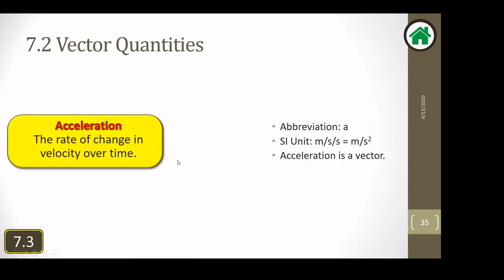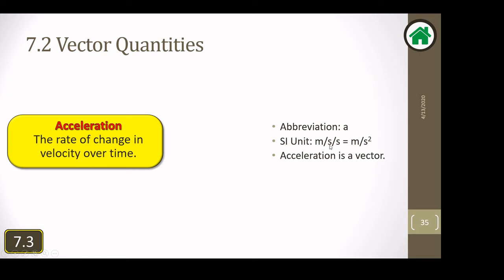So an acceleration is the rate of change in velocity over time. In other words, how quickly your car is speeding up or slowing down or changing its direction. The abbreviation for acceleration is a lowercase a, so unlike momentum, this actually makes sense. And the SI unit for acceleration is meters per second squared. Now that's pretty weird, so let's take just a brief moment to talk about that.